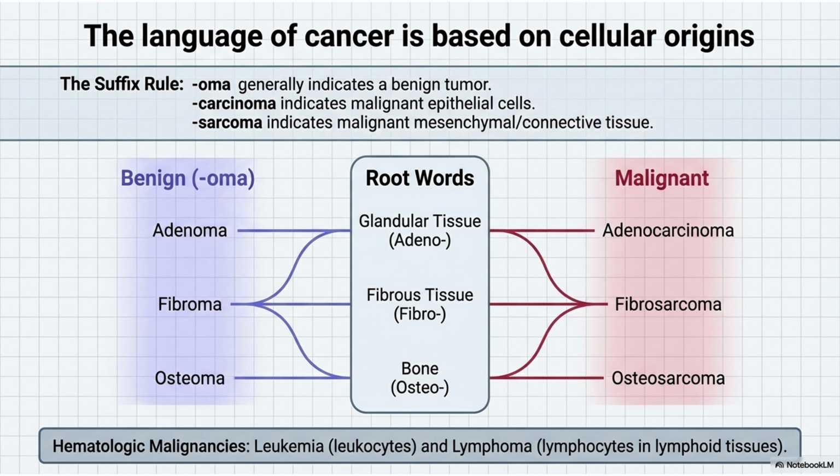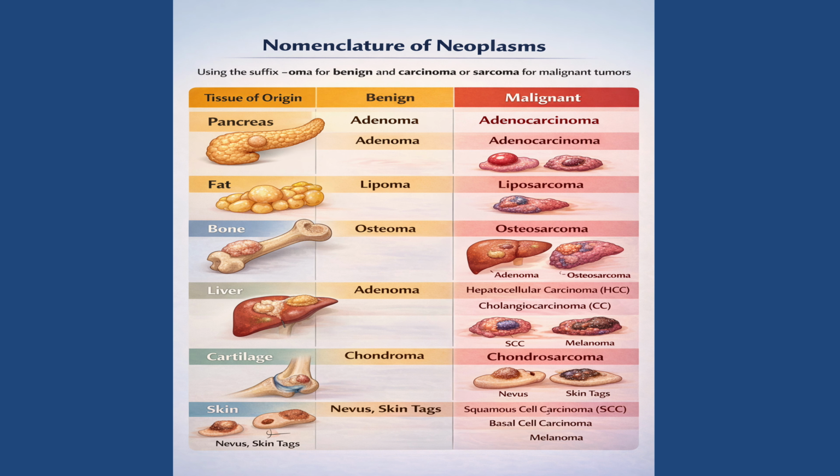Fibroma, fibrous tissue, that's the origin. And then when it becomes malignant, it's fibrosarcoma. Same thing with osteoma, right? It originates in the bone, the osteo, and if it becomes malignant, it's osteocarcinoma. This chart provides examples of tumor naming conventions.